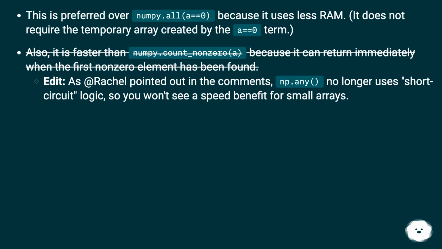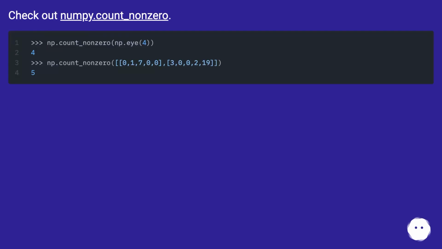Edit, as Rachel pointed out in the comments, np.any no longer uses short-circuit logic, so you won't see a speed benefit for small arrays. Check out numpy.count_nonzero.